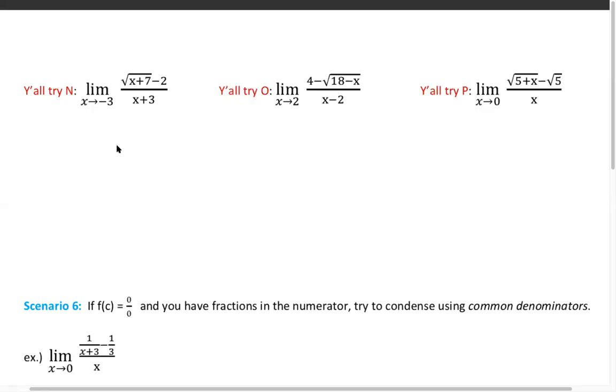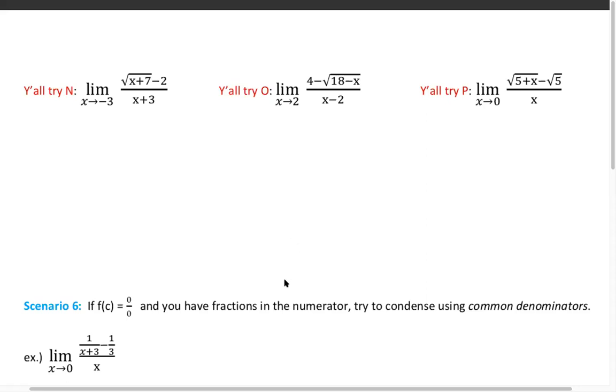For scenario 5, you have y'all try N, y'all try O, and y'all try P. If you substitute in the limit value right off the get-go, you'll see you get 0 over 0. And in each case, in these ones, it's the numerators, you have a radical minus a value or a value minus the radical. So you're going to multiply by the conjugate in a workmanlike manner as I've showed, and you should have some success. So hit pause, try your best hand at these, and when you are done, we will move on to the last scenario, scenario 6.